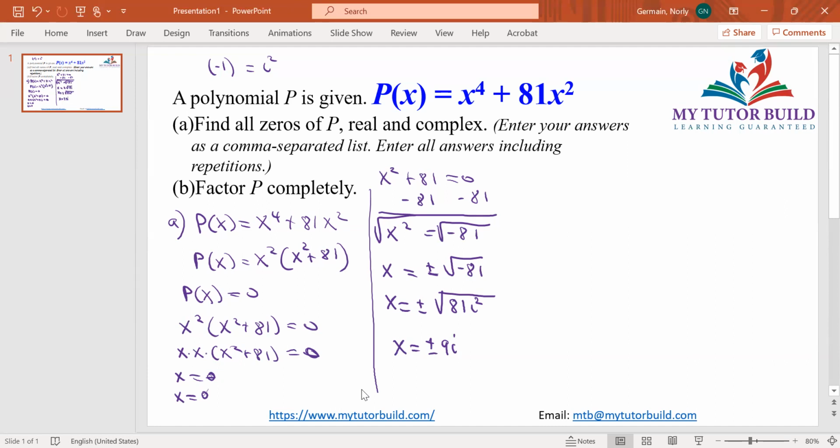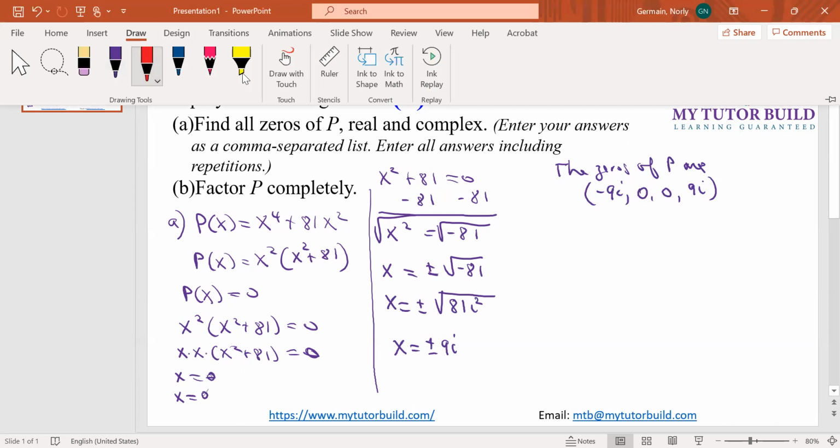So what are the zeros of P? We can conclude the zeros of P are, you have 4 of them, because remember here we have x equal negative 9i. Let me put them inside parentheses: negative 9i, you have 0 twice, and you have positive 9i. So those are the zeros of the polynomial p. Okay, so we answered the first question.